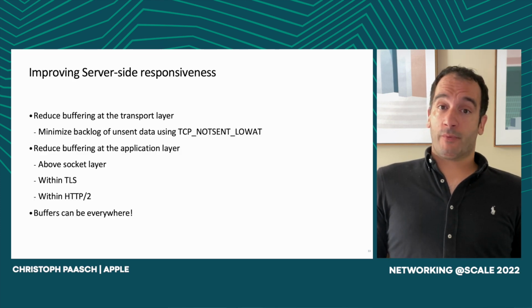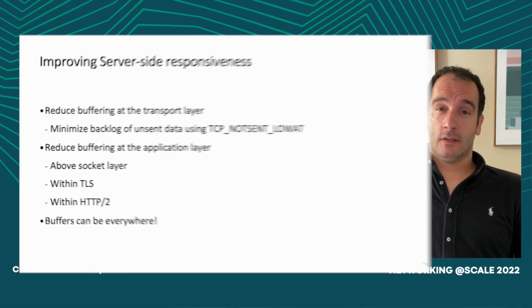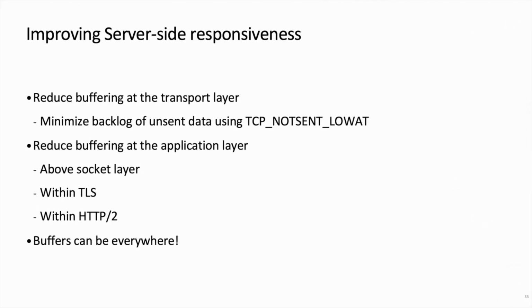What can you do to improve the server-side responsiveness? You can reduce the buffering at the transport layer with socket options like TCP not send low watermark. You can reduce the buffering at the application layer, above the socket layer, within TLS and HTTP2. Be mindful that buffers can be everywhere in the server deployment, and you need to start digging into those.